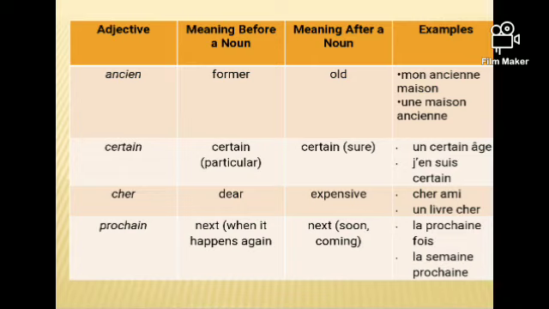Certain. When certain comes before a noun, it is certain, particular. When certain comes after a noun, it is certain, sure. For example, un certain âge means a certain age. J'en suis certain. I am certain of it. Cher. When cher comes before a noun, it is dear. When cher comes after a noun, it is expensive. For example, cher ami means dear friend, and livre cher means an expensive book.